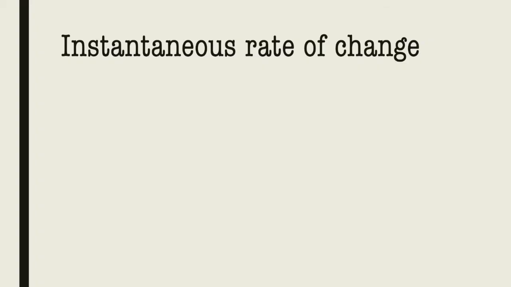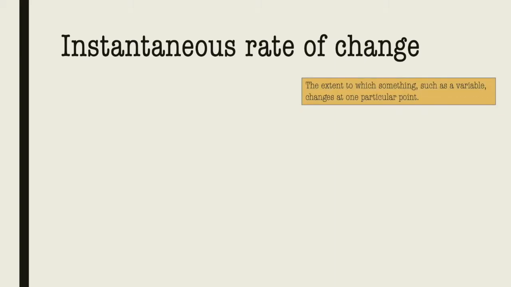The time has come to discuss the second type of rate of change, the instantaneous one. As the name implies, it is the rate of change at a given instant, at a single given point, not an interval. To phrase it differently, it is how much something, like a variable, changes at a particular point.